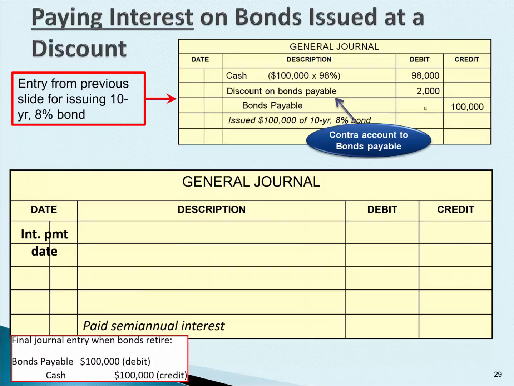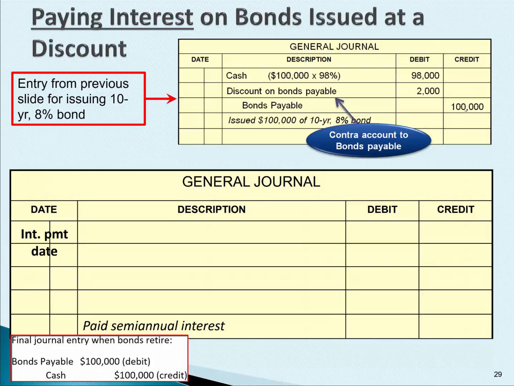At the top is our journal entry when we issued the bonds. Notice it created the account called Discount on Bonds Payable. At the bottom of the screen down here is our final journal entry years later when we retire the bonds and pay the bondholders the maturity value. The company borrowed $98,000, but still must pay $100,000 when the bonds mature 10 years later.